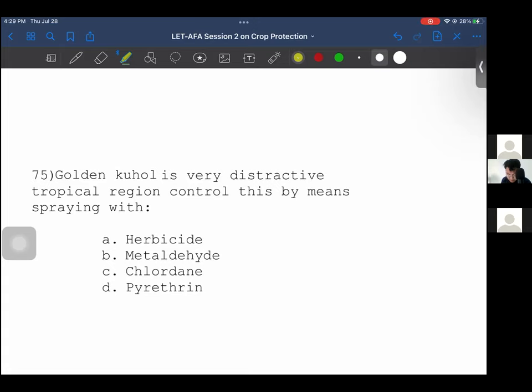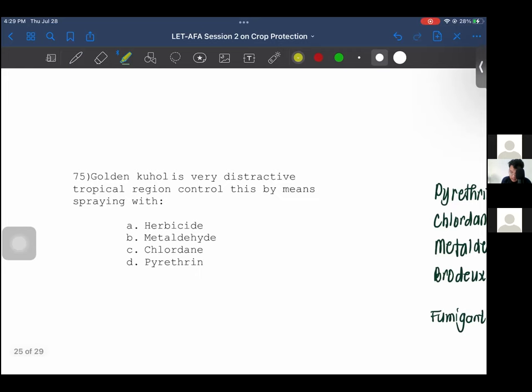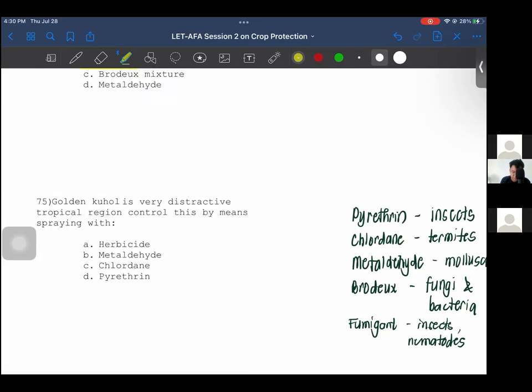Control this by spraying with... The answer here is letter D. Metaldehyde. Which is letter B. Metal din. Which is letter B.